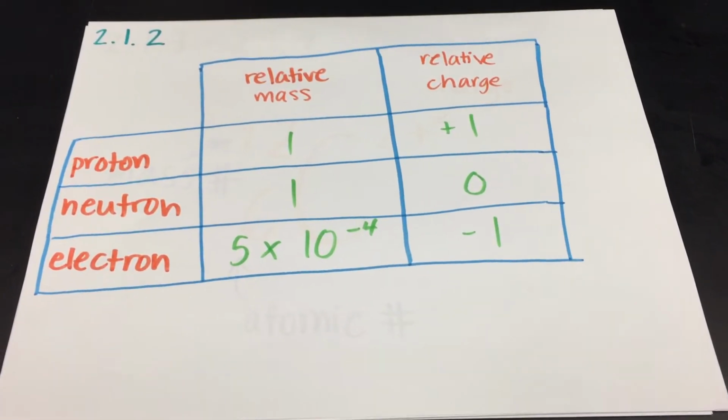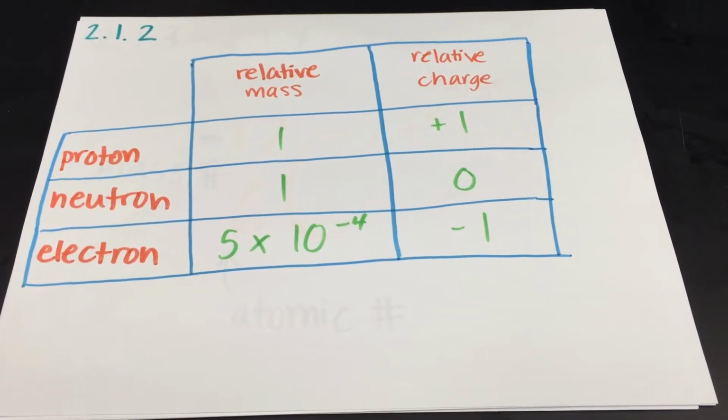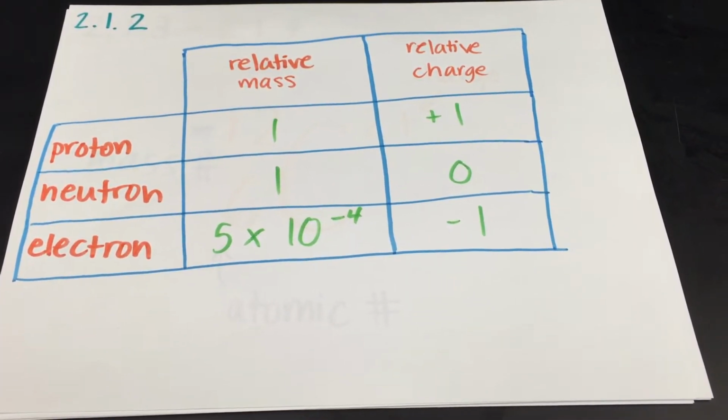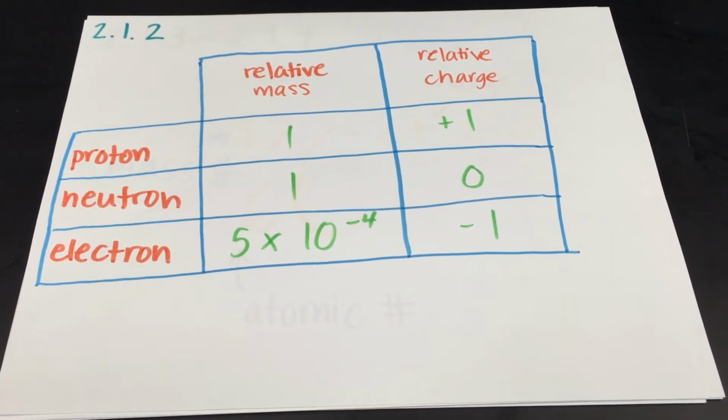Relative atomic mass is the average of the atomic masses of each isotope multiplied by the isotope's relative abundance. The accepted values for charges of protons, neutrons, and electrons are as follows.